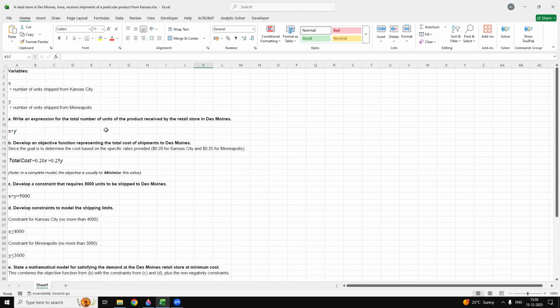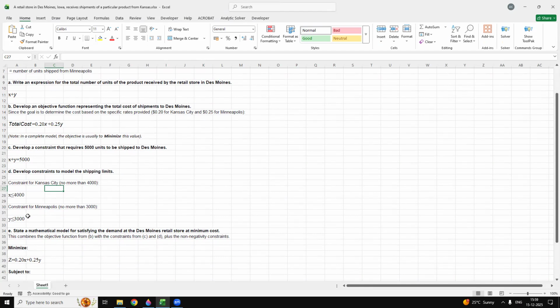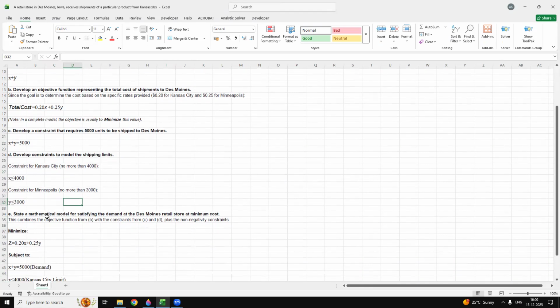Now part C is to develop a constraint that requires 5,000 units to be shipped to Des Moines. So here we have x plus y equals 5,000 because we have 5,000 units to be shipped. Then for part D, develop constraints to model the shipping limits. The constraint for Kansas City is no more than 4,000, which is x is less than or equal to 4,000. The constraint for Minneapolis is no more than 3,000, which is y is less than or equal to 3,000.